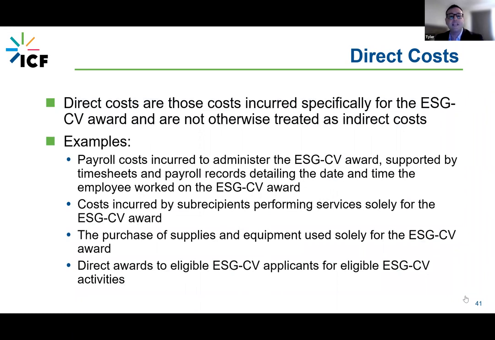So let's look specifically at direct costs. Direct costs are those costs incurred specifically for the ESG-CV award and are not otherwise treated as indirect costs. Examples of direct costs include payroll costs incurred to administer the ESG-CV award, supported by timesheets and payroll records detailing the date and time the employee worked on the ESG-CV award, costs incurred by grantee subrecipients performing services solely for the ESG-CV award, the purchase of supplies and equipment used solely for the ESG-CV award, and direct awards to eligible ESG-CV beneficiaries for eligible ESG-CV activities.